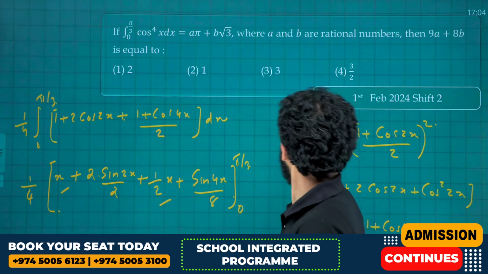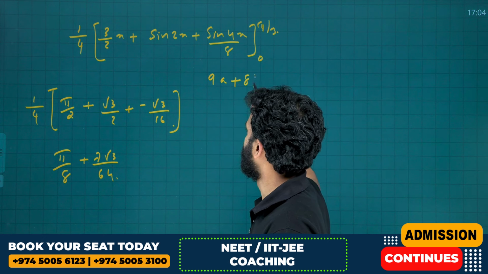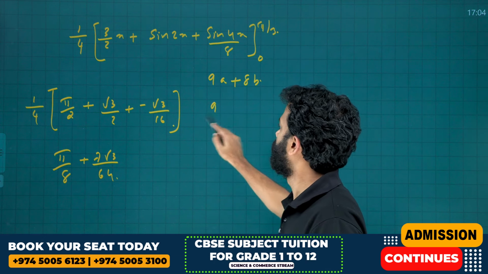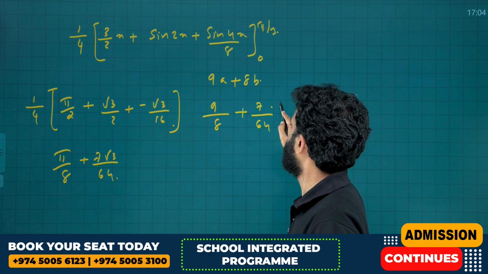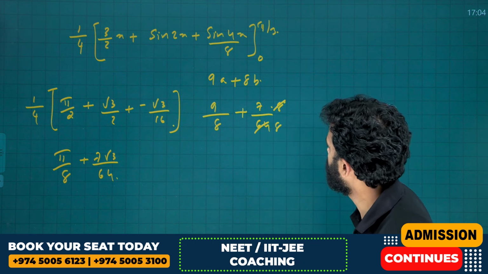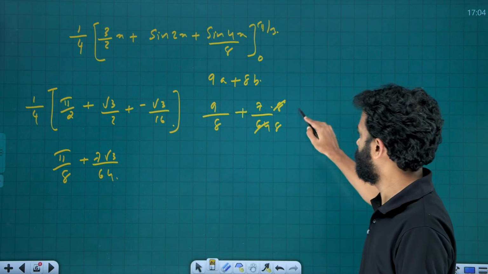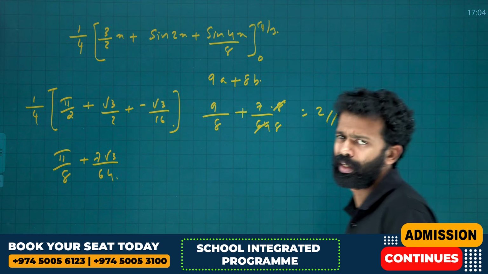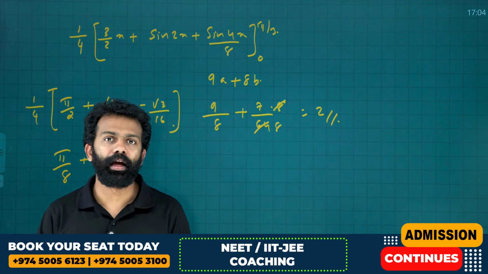So, what you need to find here? 9a plus 8b, that is 9a plus 8b. Therefore, 9 by 8 plus 7 by 64 into 8. Got cancelled and this will be 8. Yeah, it's done. That is 9 plus 7 is 16. 16 by 8 is 2. That is the final answer for this one. A very easy question and doable also. Okay, done. And the next one.